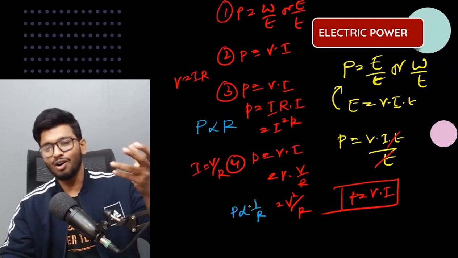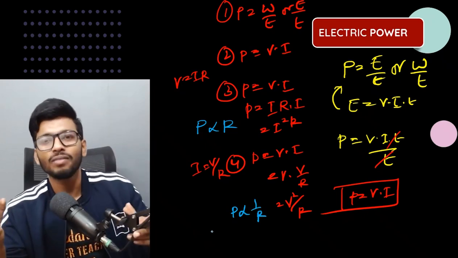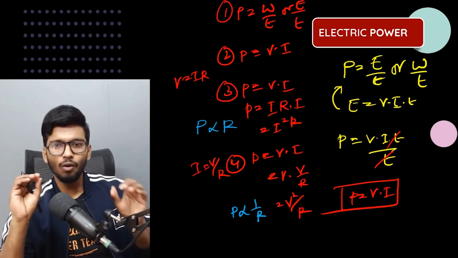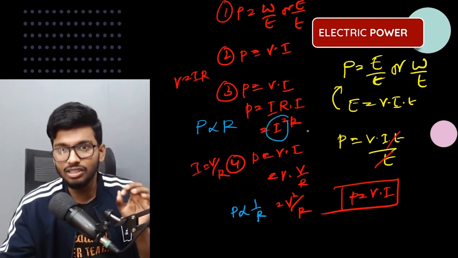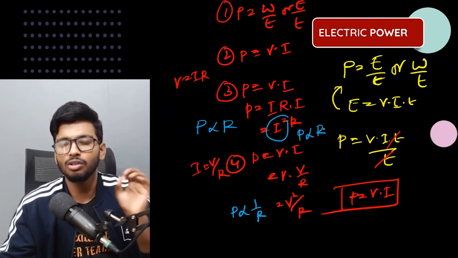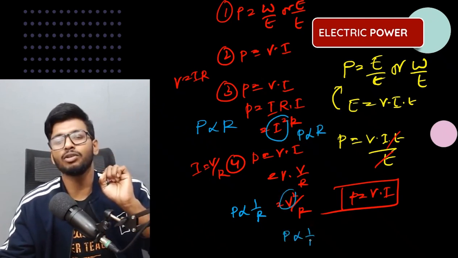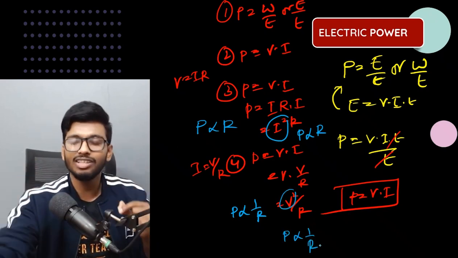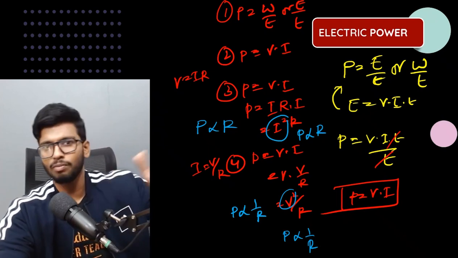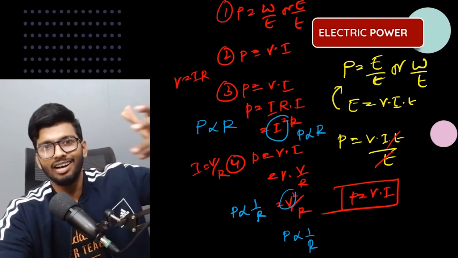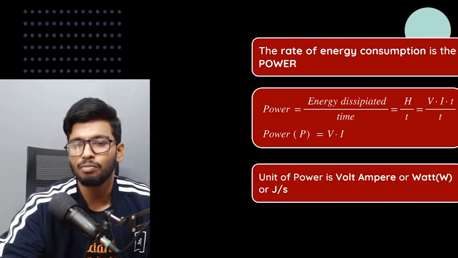So the most common question that I get from students is, sir, which of these should I use? Which of these is true? Both are true, people. The only thing you need to remember is, if current is constant, then power is proportional to R. If voltage is constant, then power is inversely proportional to R. So it depends on what is given in the question. If current is constant, then P is proportional to R. If voltage is constant, then P is inversely proportional to R.